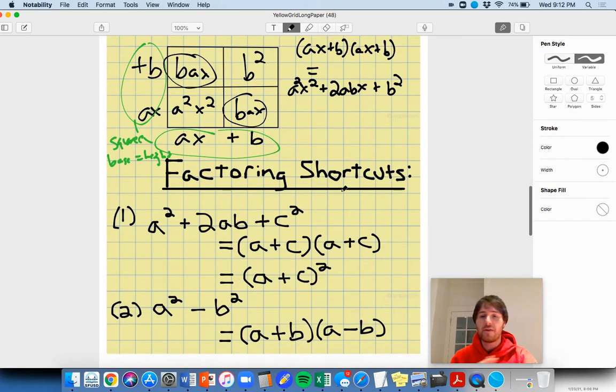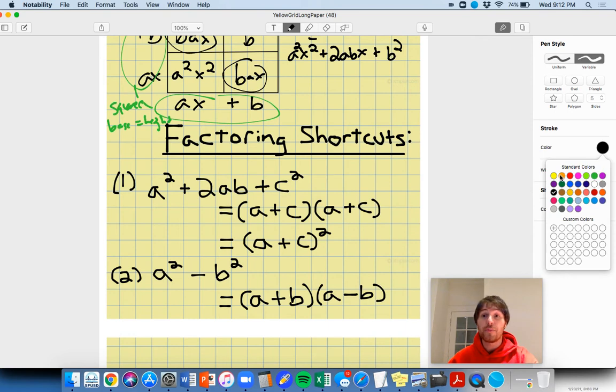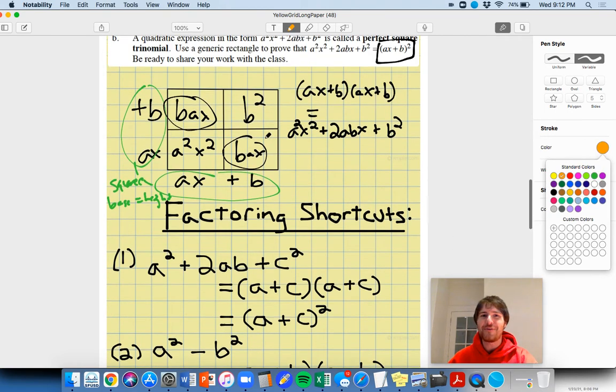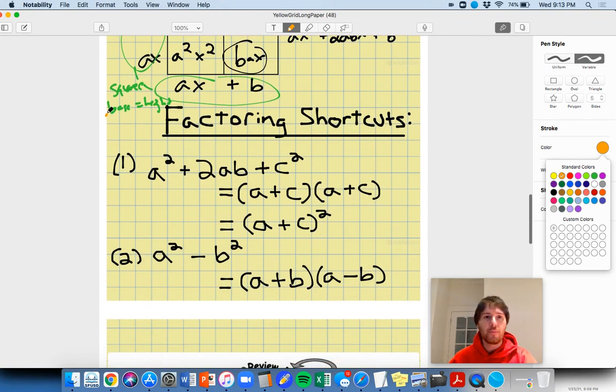So just to quickly, I know this is kind of overwhelming. I'm going to put the factoring shortcuts right here for you to potentially put in your notes. And I'm getting rid of the x here. I don't think I need the x here. The x makes it look a little more scary and confusing. So this is what I would put in your notes, okay?